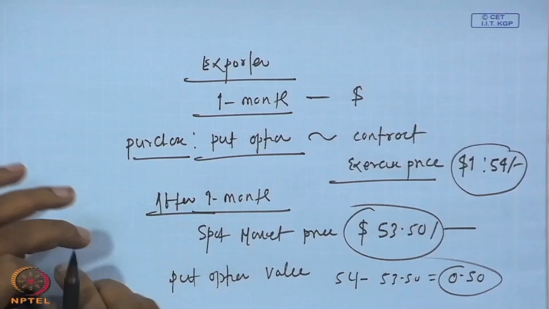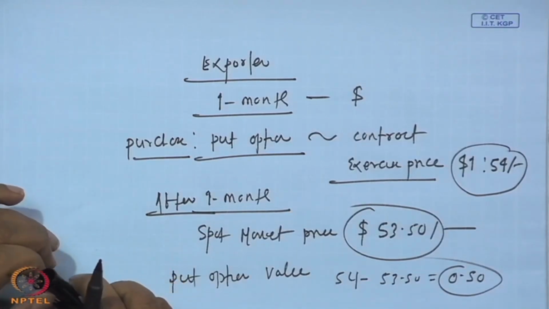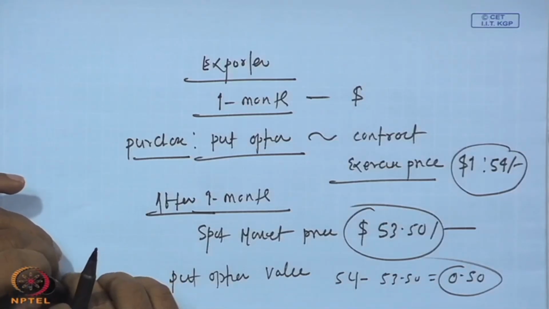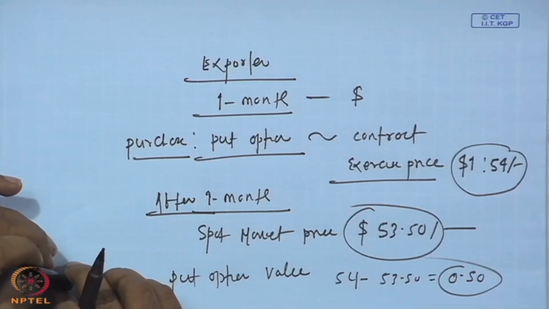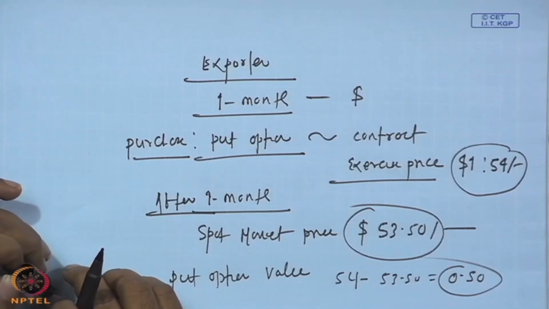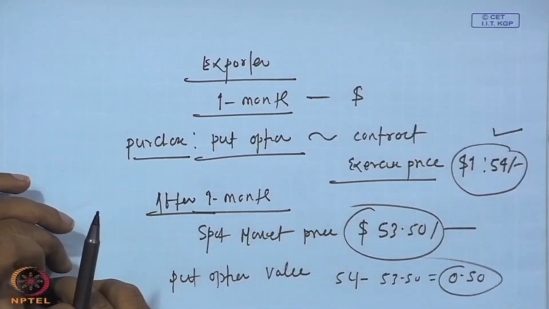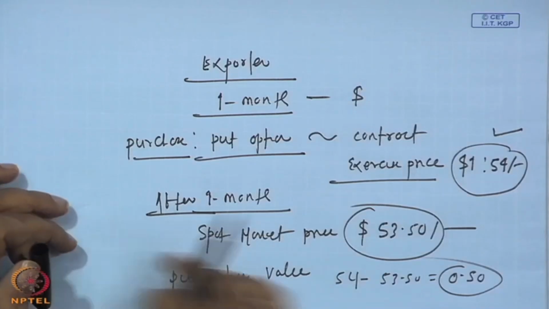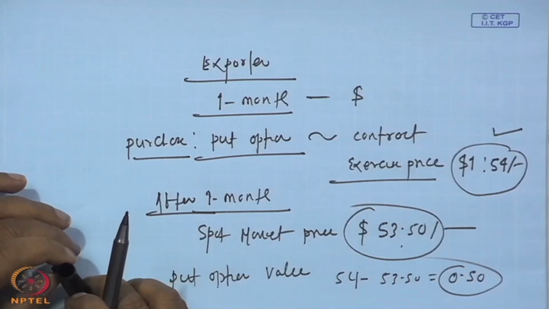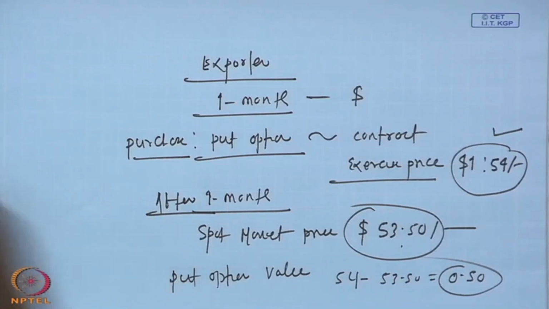So when will you exercise the put option? I will exercise my put option when the market price is less than my strike price. Here the exercise price is 54, but my market price at expiration is 53 rupees. So I am putting my dollar and getting 54 rupees. So I will exercise that.